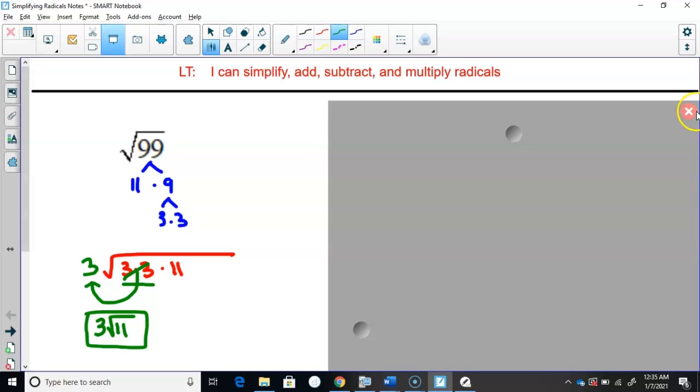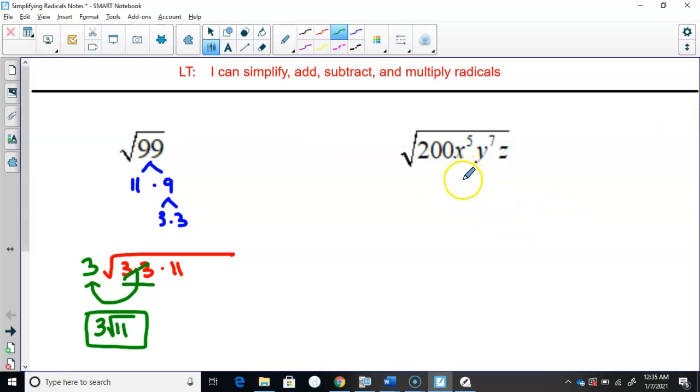This gets a little bit more difficult today. Okay, we'll keep getting more difficult, but this one gets a little more difficult because we have the square root of 200, x to the 5th, y to the 7th, and z. To preface this, there are a couple different ways that you can solve this. And if you have a faster way, you can go do that and check with your teacher, okay?